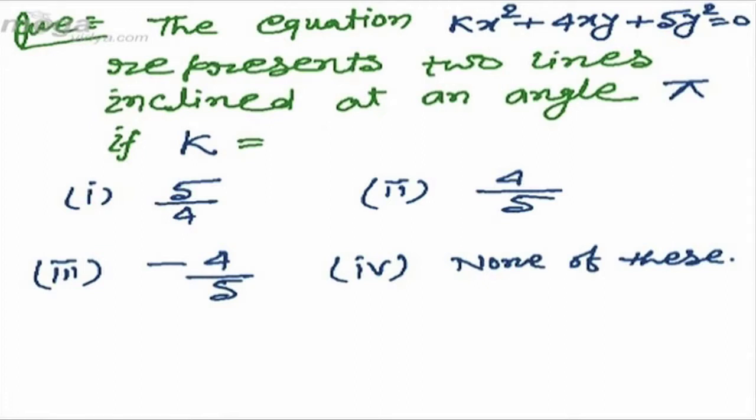Here the question says the equation represents two lines. It means this represents a pair of straight lines inclined with each other at an angle pi. It means those two lines are the same line, which means we can say that those two lines coincide with each other. It means the condition is, if two lines coincide with each other, the condition is h square minus ab equal to 0. So I am writing here the solution.